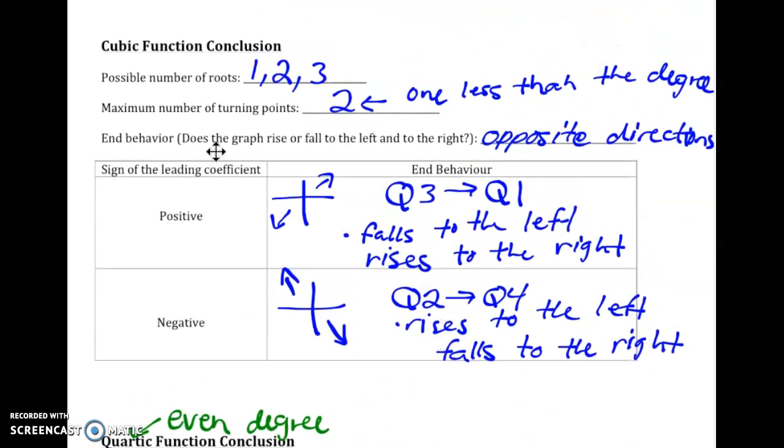Similarly with a cubic function. A cubic function is an odd degree. And if you think about the most basic odd degree function that we know, it's a line, right? Degree 1. If you think about a positively sloped line, it has these end behaviors. And if you think about a negatively sloped line, it also has these end behaviors. So once again, as soon as you remember what a positive and negative sloped line is, then you know the end behaviors of all odd degree functions.